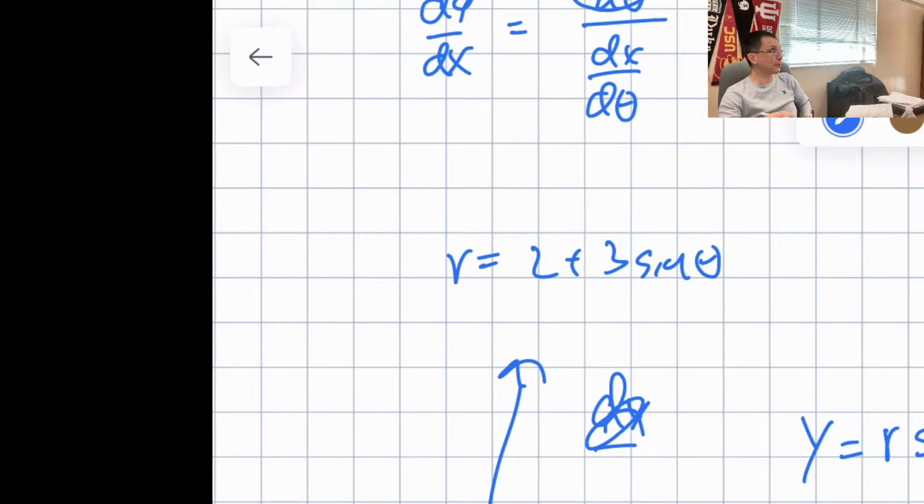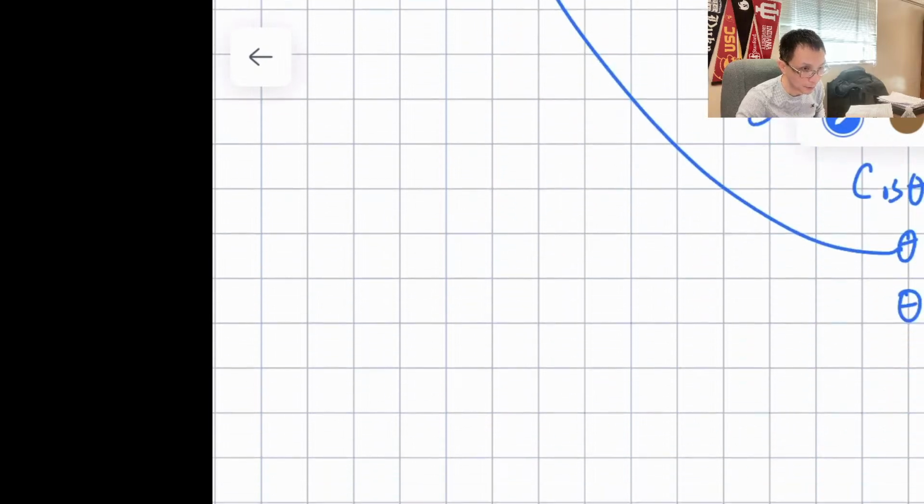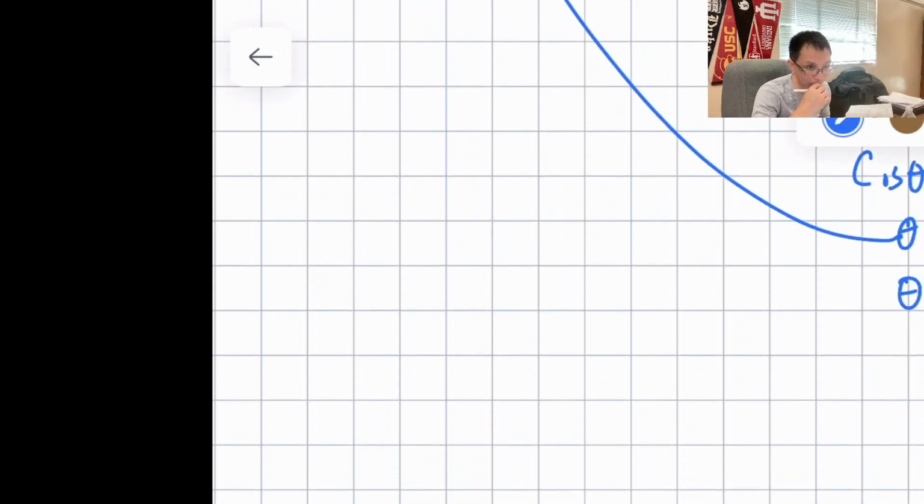Now you can also find out dy dx at any theta. So I don't know if this one is a good question to do, but I can pick another question, but I can't find a question right now. 0 to pi over 2, we're not doing the infinite points. No, we're gonna do 0 to 2 pi.